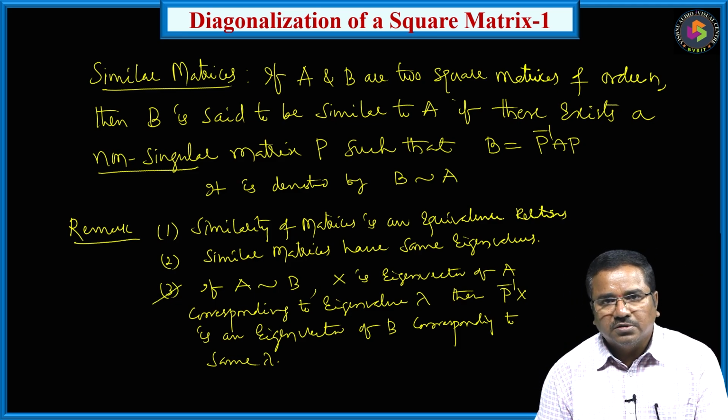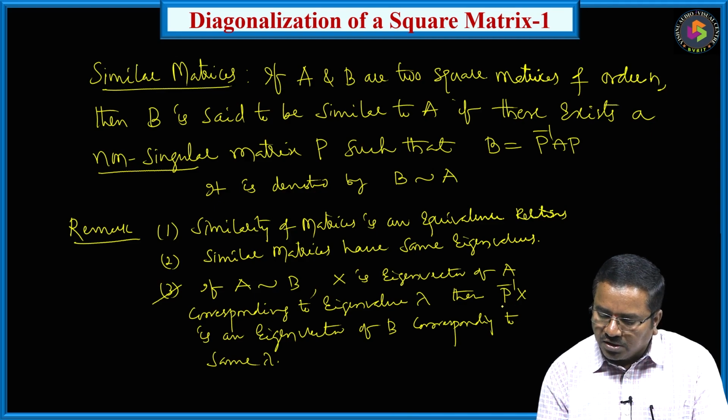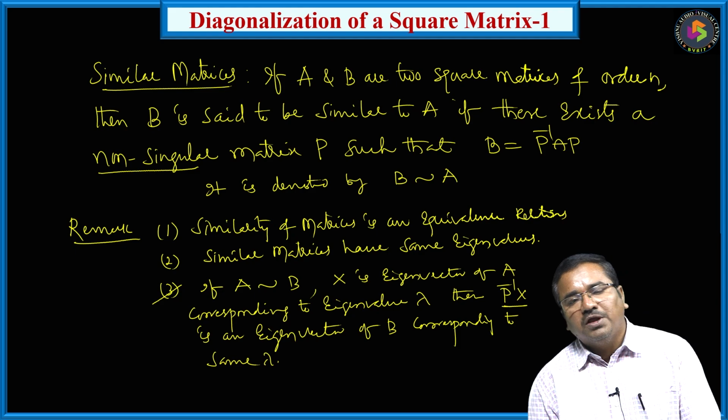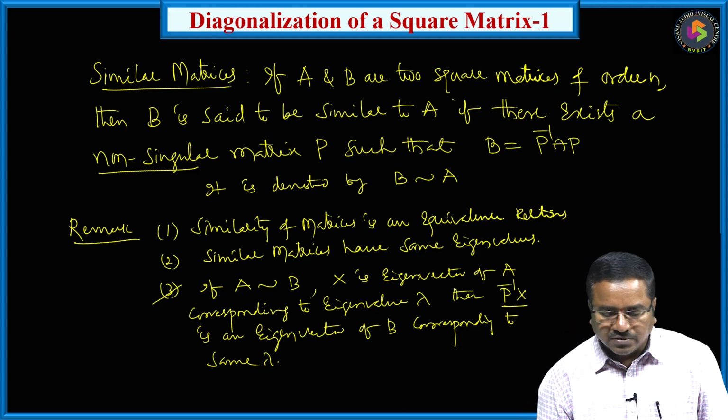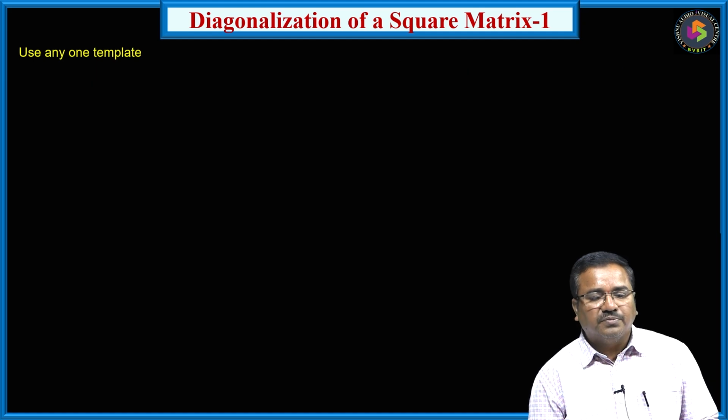So what do we conclude from this? If A and B are similar matrices, once we know the eigenvector of A, we can find the eigenvector of B. How to compute the eigenvector of B? P inverse X is an eigenvector of B. How to compute this P inverse, we will discuss in the coming classes. Next, we will move to the definition of the diagonalization of a matrix.